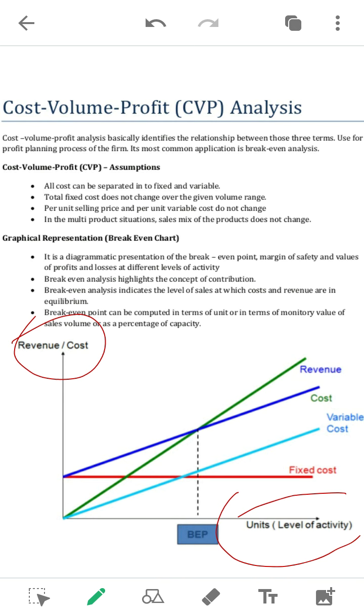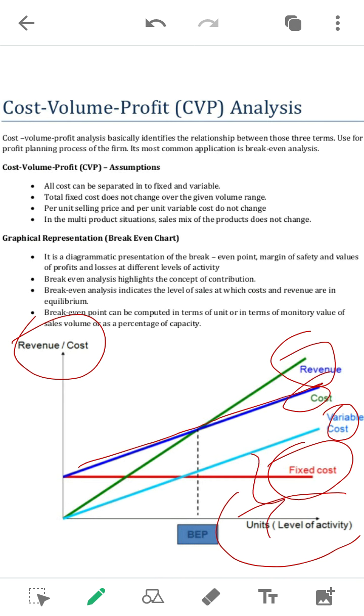And please look at the red color line, which is also horizontal. It shows the fixed cost, and it shows the variable cost. It is the total cost. This line is the total cost line, and this is the revenue or total revenue line. This is the fixed cost and variable cost, and it is the total cost.